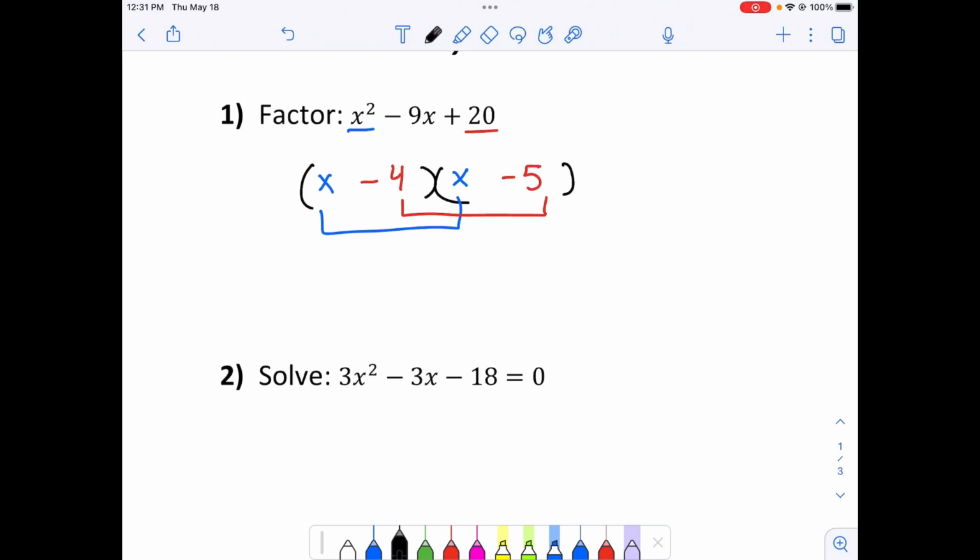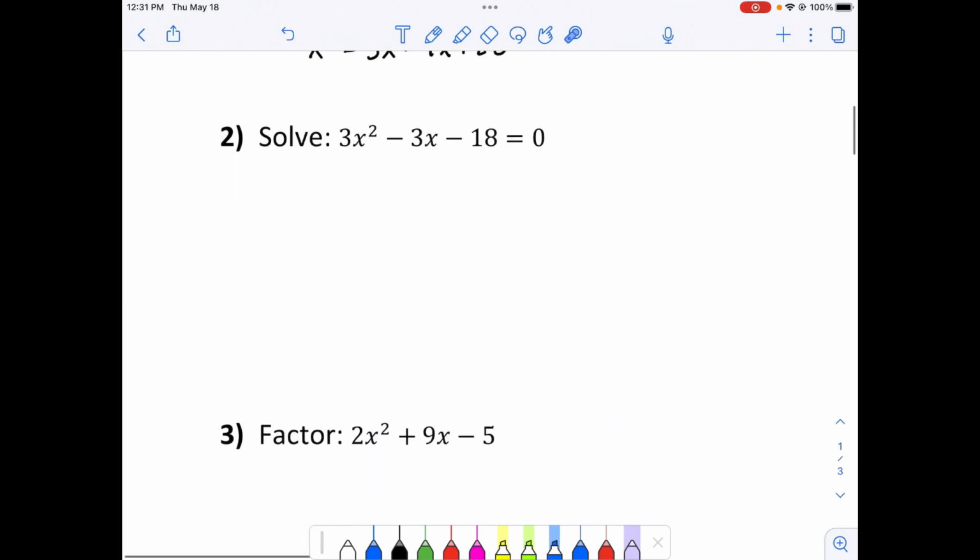I can check this by multiplying. So x times x is x squared. X times negative 5 is minus 5x. Negative 4 times x is negative 4x, and then we have a positive 20. So these together are what adds up to give us that middle term of the negative 9 here. Since the coefficient was 1, this is one that I was just doing in my head, trial and error of numbers that add to negative 9 and multiply to 20.